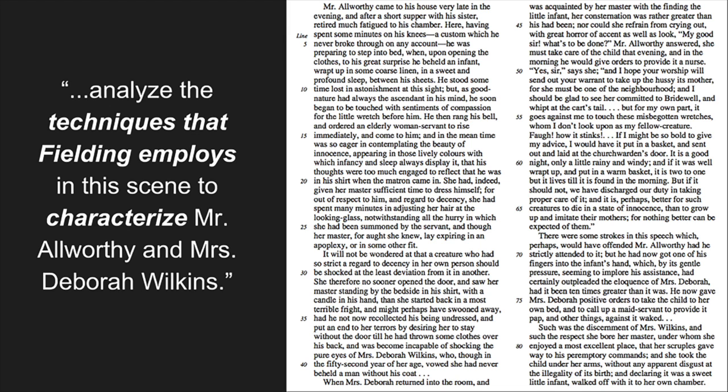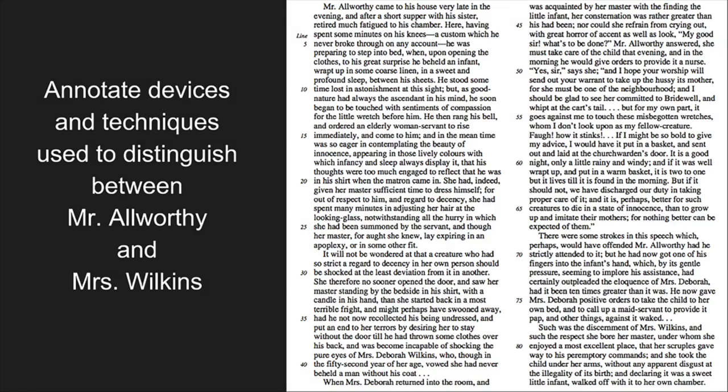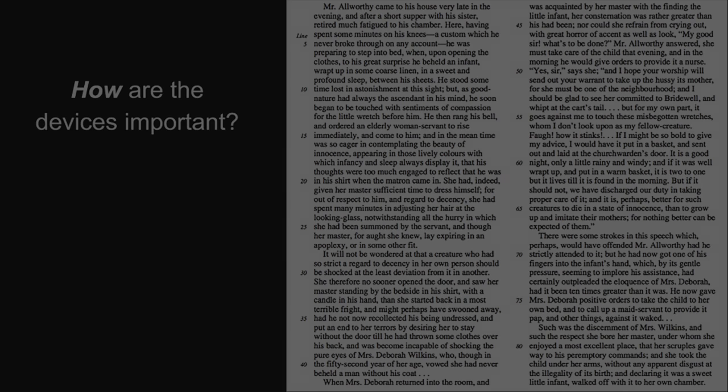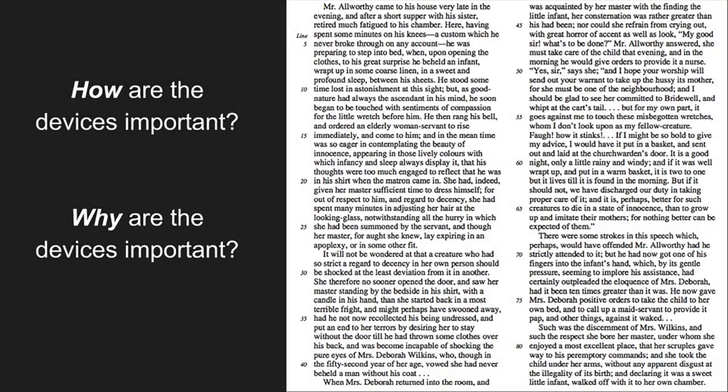In this case, you're asked to analyze the techniques that Fielding employs in this scene to characterize Mr. Allworthy and Mrs. Deborah Wilkins. As you read, annotate devices and techniques the author uses to distinguish between these two characters. Be sure to address how and why the devices are important in the author's portrayal of the characters.